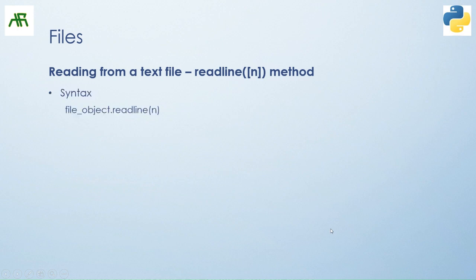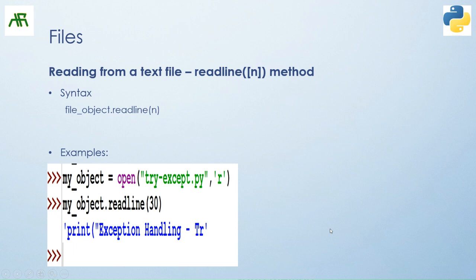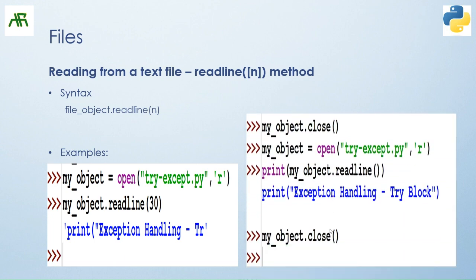Next is the readline of n. Here's an example. I'm saying readline of 30. It's printing the 30 characters without the newline characters, and closing it. Unlike the read function, here the readline without any character count still prints only one line, till the end of the line. So there is a difference we have to note.